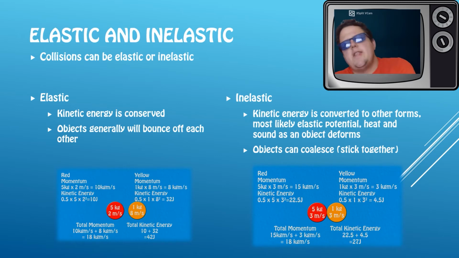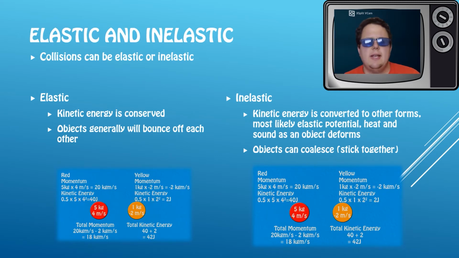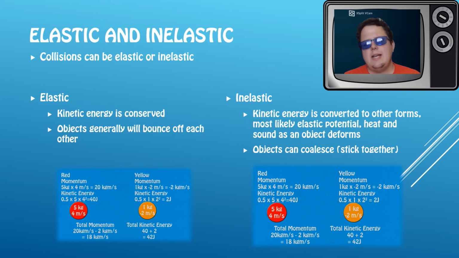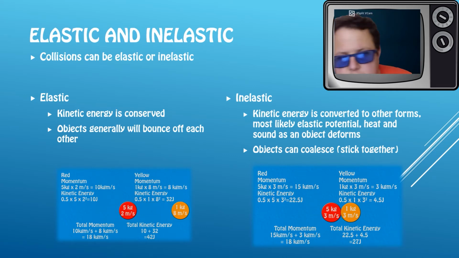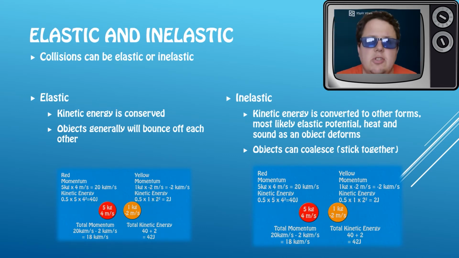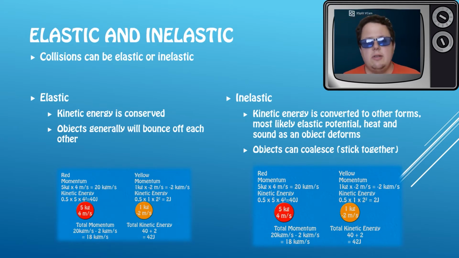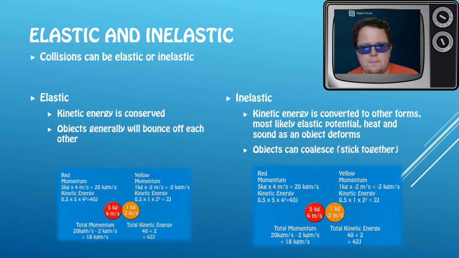Okay, now going back to collisions. We can classify collisions in two groups, elastic or inelastic. In an elastic collision, kinetic energy is also conserved. Generally our objects will bounce off each other. So if you look in this example with our red and our yellow, if you look at both the total momentum and the total kinetic energy, it's conserved in both examples.